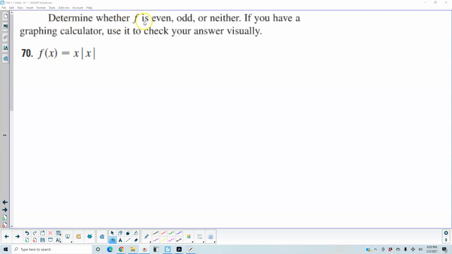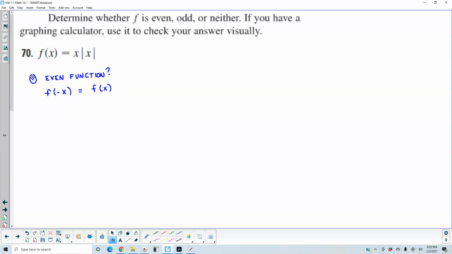So we want to determine whether f is even, odd, or neither, and if you have a graphing calculator, then use it to check your answer visually. So f of x is equal to x times the absolute value of x. Now, to determine whether it's an even function, that means we have to say that f of negative x is going to equal f of x.